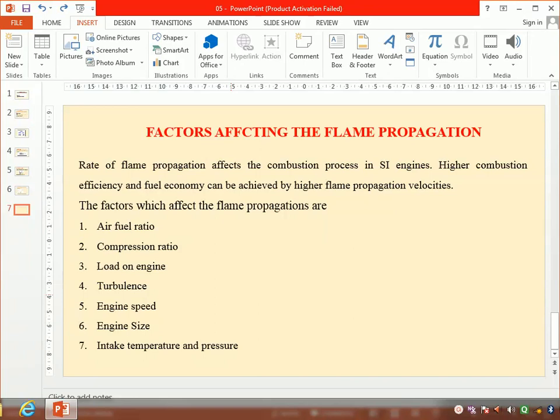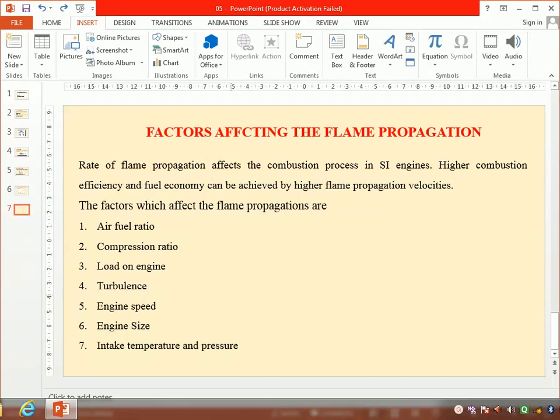Now we will see the third topic, factors affecting the flame propagation. Which are the different factors that affect the flame propagation? The rate of flame propagation affects the combustion process.